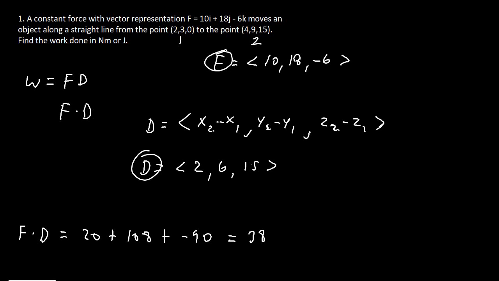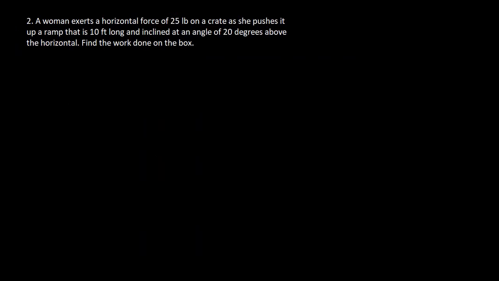And so the total work done is going to be 38 newton meters, which is also known as 38 joules of work. So now for number 2, a woman exerts a horizontal force of 25 pounds on a crate as she pushes it up a ramp that is 10 feet long and inclined at an angle of 20 degrees above the horizontal. Find the work done on the box.